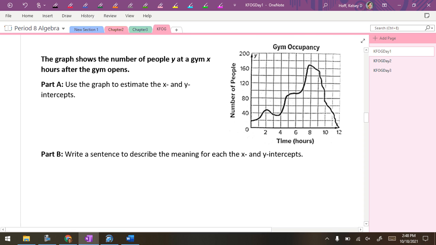Okay, so the graph shows the number of people, y, at a gym x hours after the gym opens. Let's just look at this. Gym occupancy. What's occupancy mean? How many people are there? So like at a certain time they stopped and said like, this many people. Okay? So time 0 all the way to time 12, and then their graph goes from 0 to 200 a number of people. Right now, only do part A. Use the graph to estimate your x and y intercepts. Label them. Which one's your x-intercept? Which one's your y-intercept?